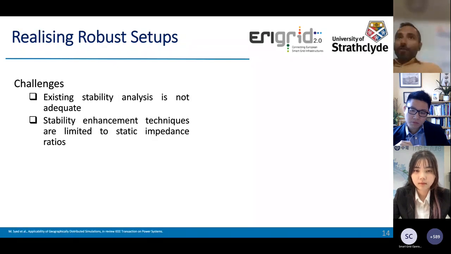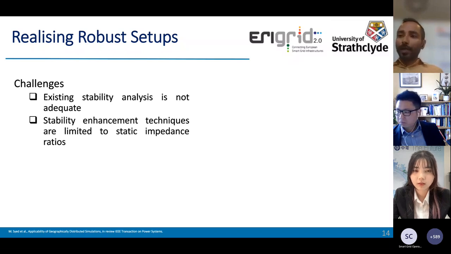The second set of challenges that we face is when you have a power system and you want to split this power system for simulation in two different laboratories. There is always a question of the stability of such setups, because you want to ensure stability when hardware is involved. However, we have realized the existing techniques and the assumptions made when undertaking stability analysis are not adequate. Furthermore, the stability enhancement techniques that are generally presented are only limited to static impedance.